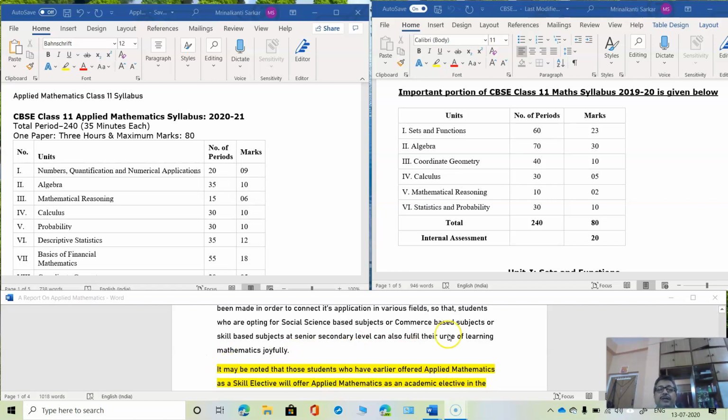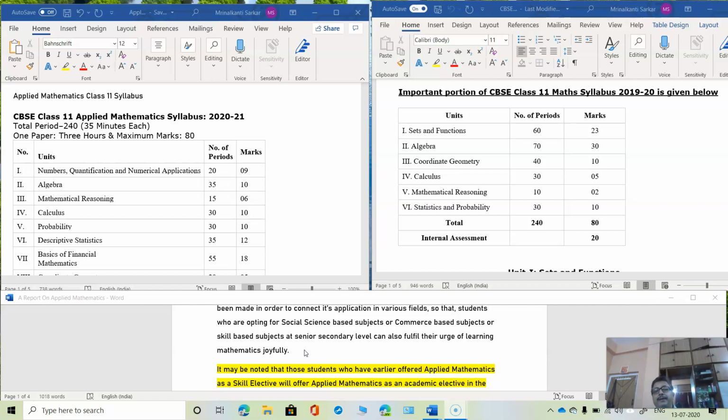This term has to be noted. CBSE recently has introduced this term. I have attended some workshops. They are trying their level best to make mathematics joyful. And this is another effort, another good work by the CBSE board people.